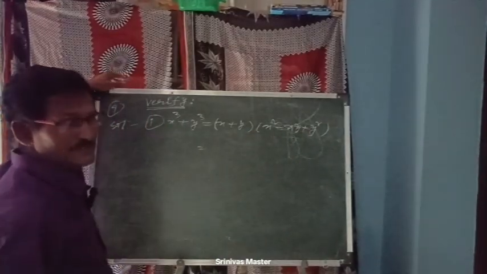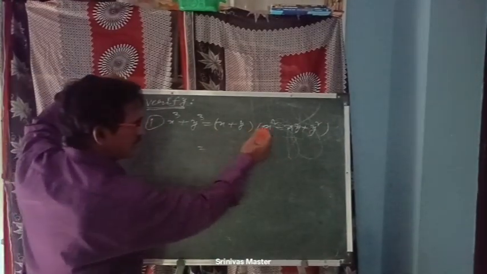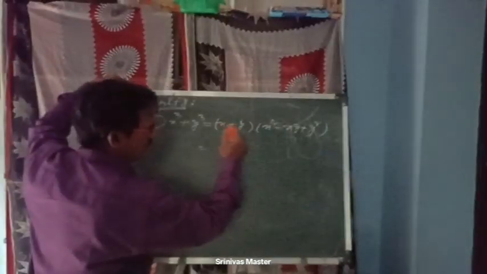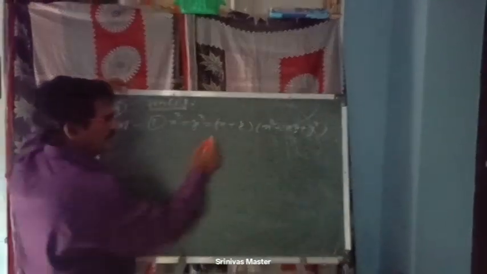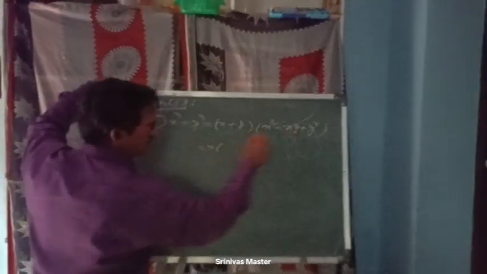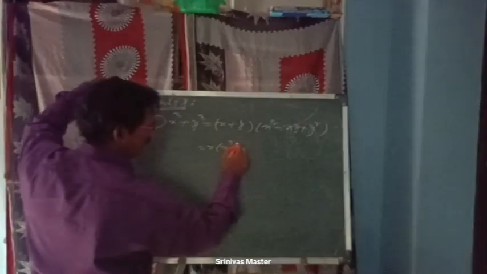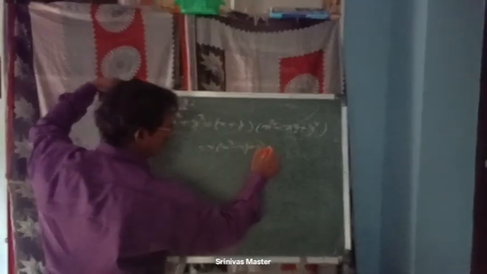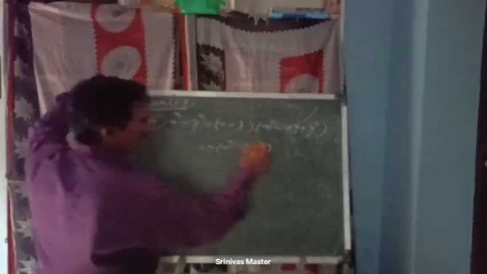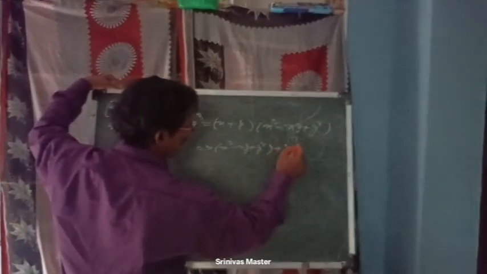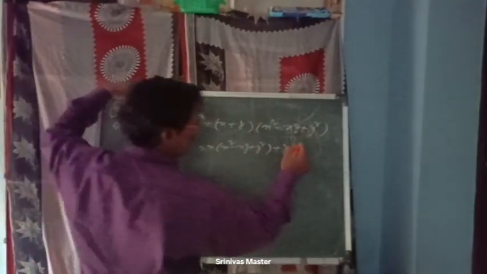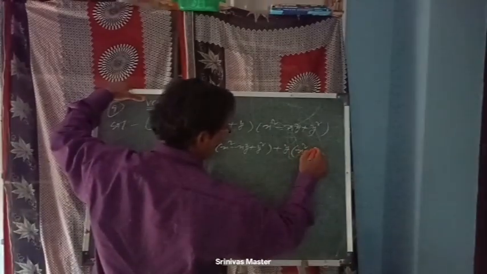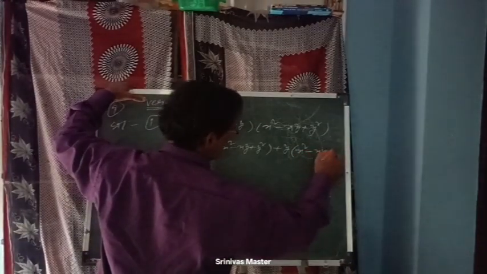That is general multiplication. If you are unable to directly do x into x² is x³ like this, and you are confused, write one more step, no problem at all. That means in the first bracket take x, x into the second bracket: x² minus xy plus y². Okay, plus y into x² minus xy plus y².